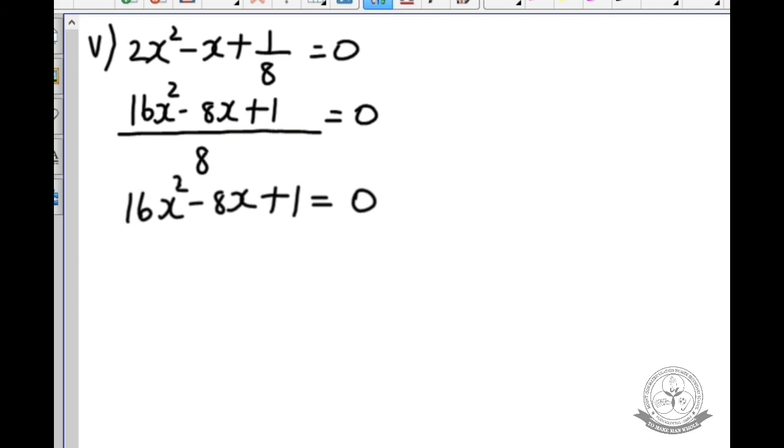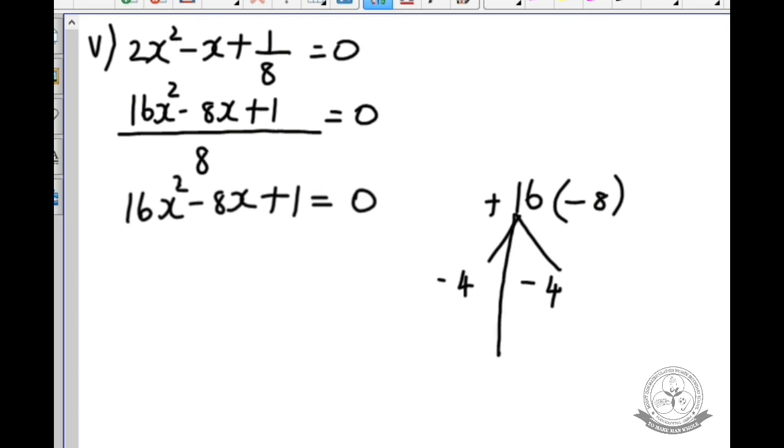Now the equation is in the standard form. The product is 16 and the sum is minus 8. So we can take it as 4 4s are 16. Here we are having the same number, so if you put a negative for both 4s, check whether we get the required answer. Minus 4 multiplied gives plus 16, minus 4 added gives minus 8. So this is the required answer.